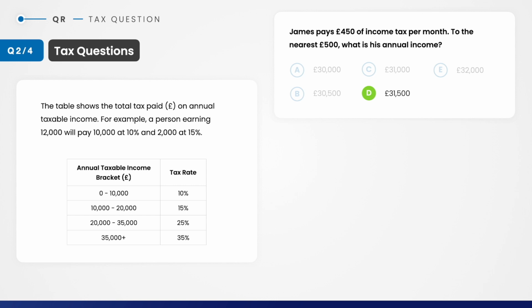31,500. So you can see with that one, there were lots of different steps, but reverse tax questions always follow the same sort of logic. Work out what tax bracket he lies within, and then figure out from there how much tax he pays within that top bracket and add it on to the top income of any brackets below that. So very well done if you did manage to get that one on your own, and nonetheless, brilliant if you managed to follow along with my working there and understand what we were doing.